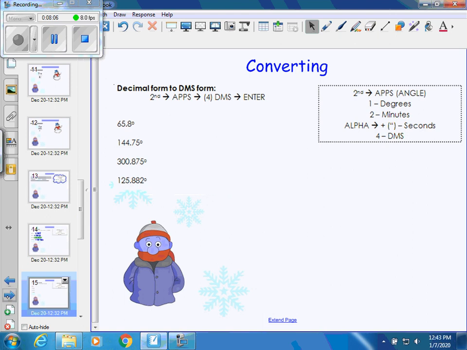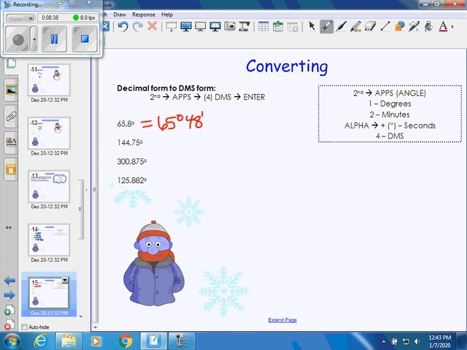All right, now we're going to convert the decimals back. So the way we do this is we type in the number that we see. So we've got 65.8. Then we're going to hit second apps, and we're going to go down to the number 4 or hit 4 on your calculator. That's DMS. And then you're going to hit enter. And it's going to give it to you in degrees. So it's 65 degrees, 48 minutes, and 0 seconds. So that's where we would leave our answer.